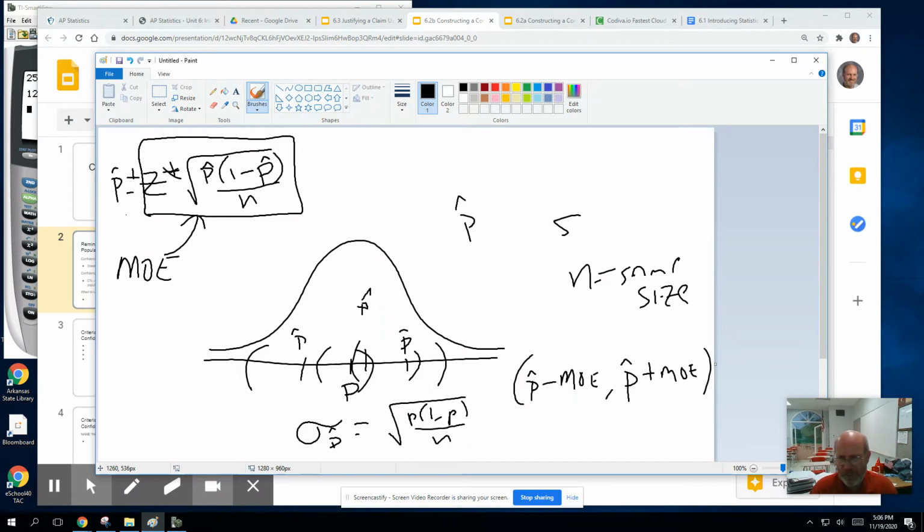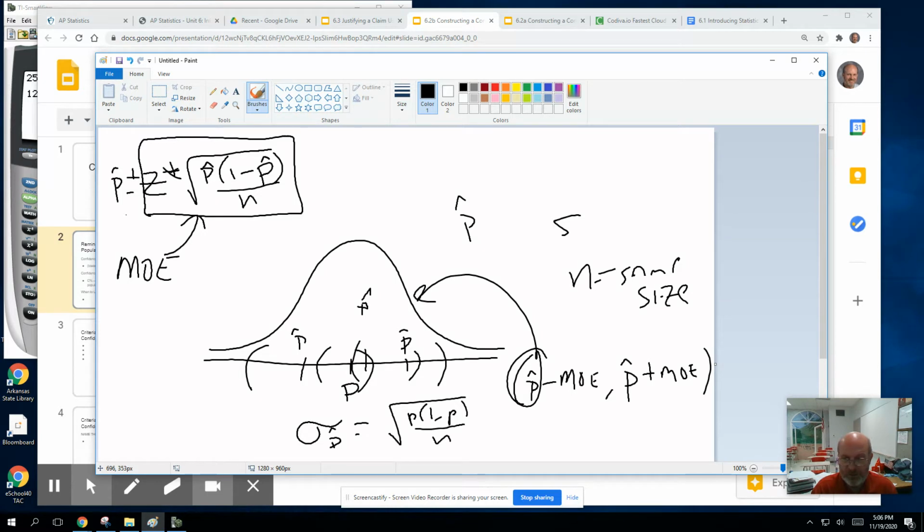And what we're saying is 95% of those, because every P hat, recall, is in here somewhere. That's the sampling distribution, the distribution of all the possible P hats. And we're saying approximately 95% of these 95% confidence intervals will contain the true population parameter P.